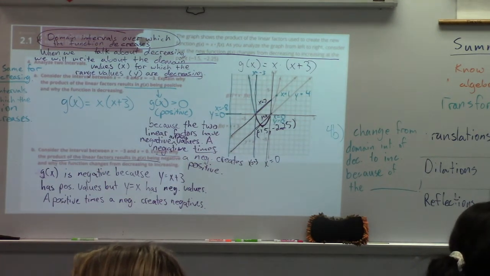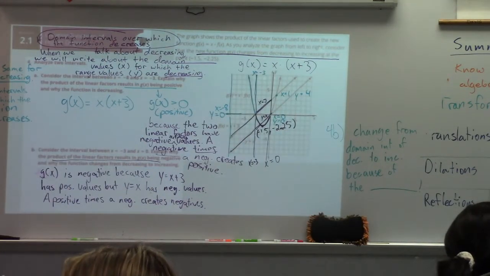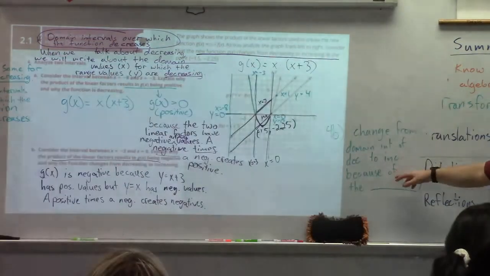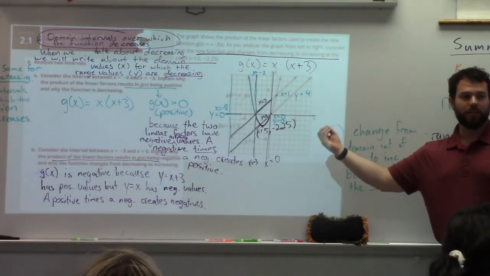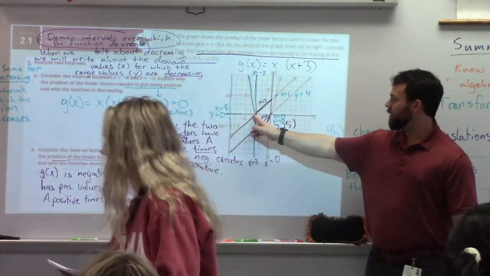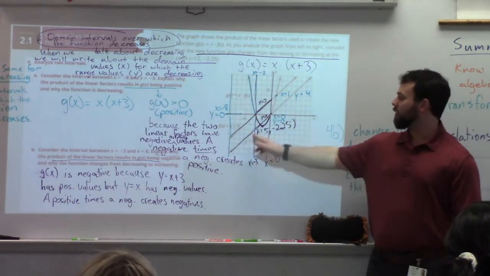So the last part of 4b, and we do want to notice this, it says, explain why the product of the linear factors results in g of x being negative. We already did that. Why does the function change from decreasing to increasing? So I've already started this. The change from a domain interval of decrease to increase because of what? Where do we see that change from decrease to increase? In between here, we see the function change from decreasing to increasing. What's causing that?